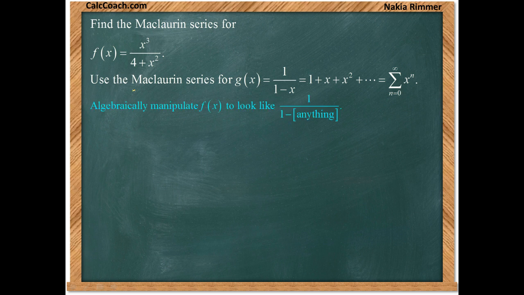So we need to algebraically manipulate what we have to look like that, where we have a 1 in the numerator and a 1 in the denominator and then a minus, then whatever is after the minus, here I just generically call it anything, that is what will take the place of x in our series.